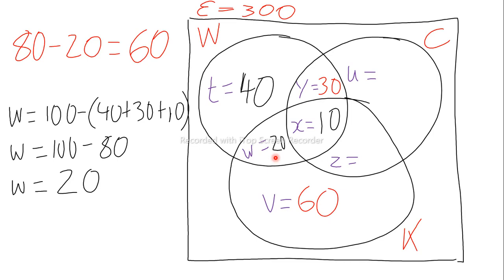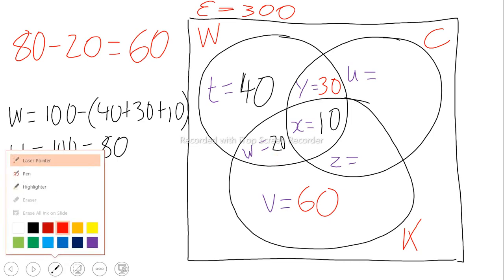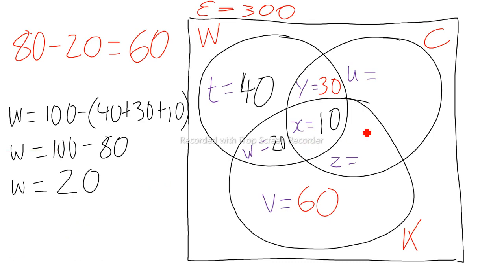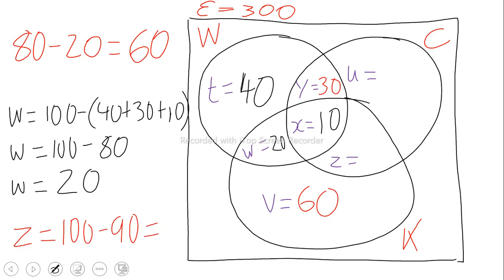80 plus 10 is going to be what? 90. So Z equals 100 minus 90. So Z equals 10. Good. Now we're almost done.